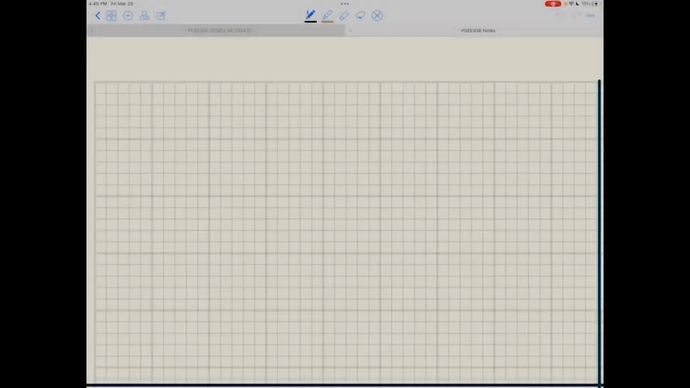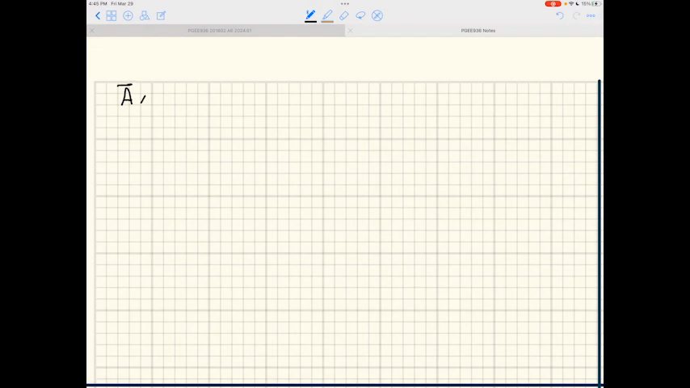What we want to show is that we have this property, A cross (B cross C), the distribution type of property, equals A·C B minus A·B C. This is what we call the distribution property of the triple vector product.